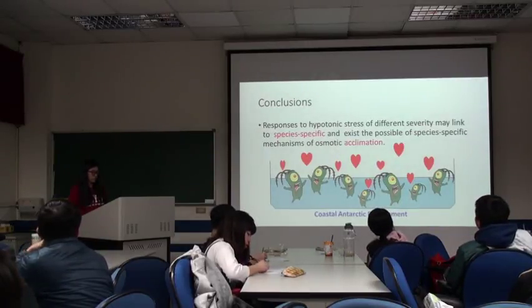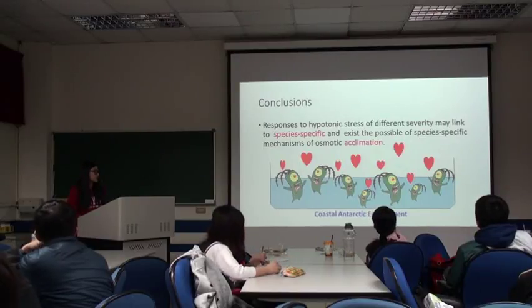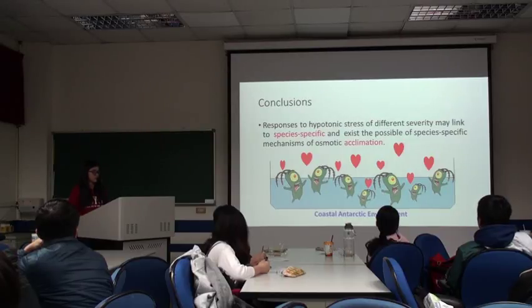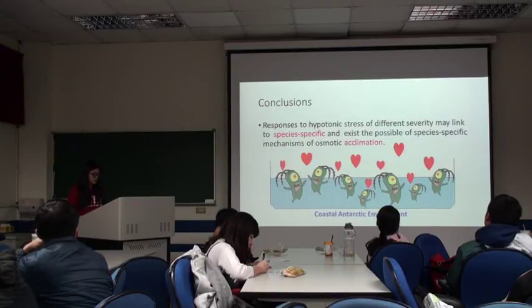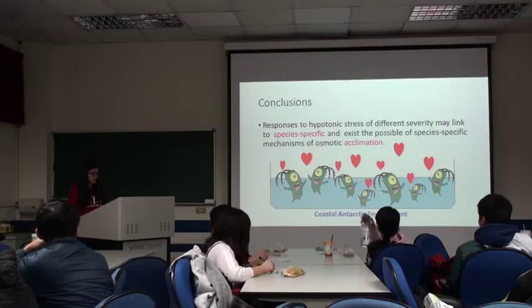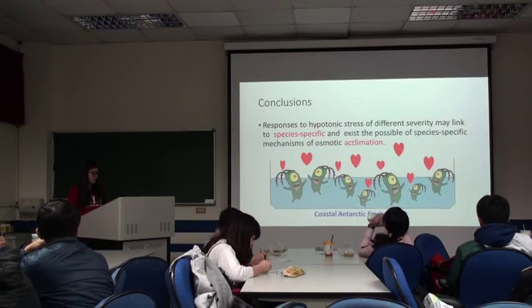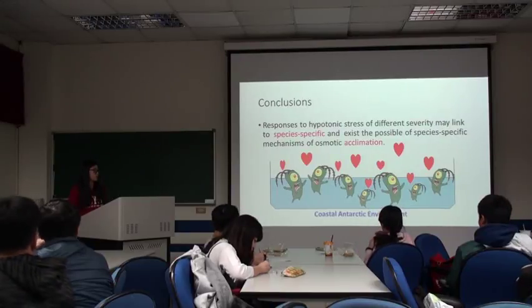And come to the conclusion, combining all the effects. Response to hypotonic stress of different severity may be species-specific, and there may exist species-specific mechanisms of osmotic acclimation. Species-specific means this species can do something but another species can't. And acclimation means an organism adapts to its natural environment after some changes.